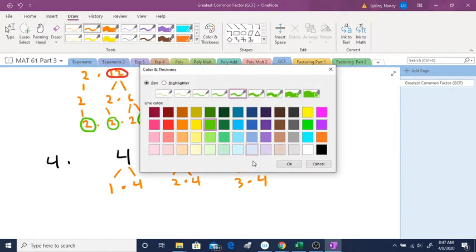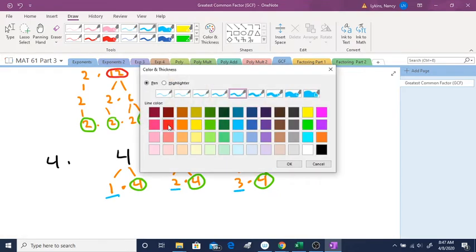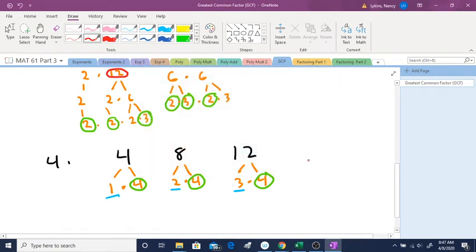So notice something on this one. The 4 they have in common. And what's left over, can't do anything with the 1, it's prime. 2, you cannot break down, it's prime. 3, you cannot break down, it's prime. So in this case, the greatest common factor would be 4.